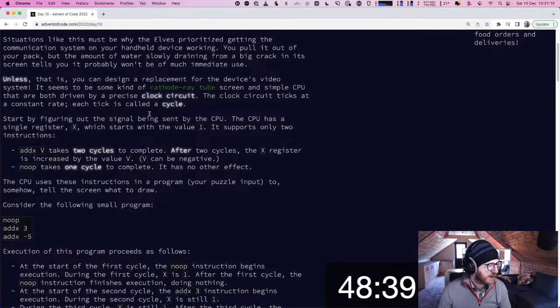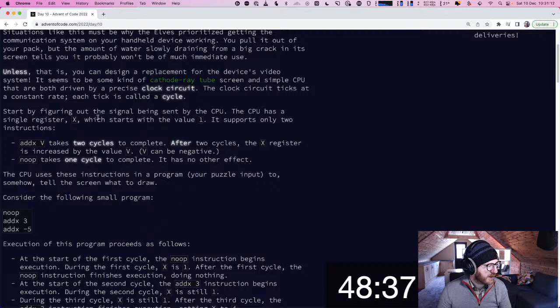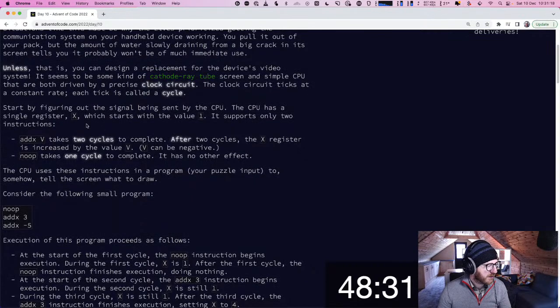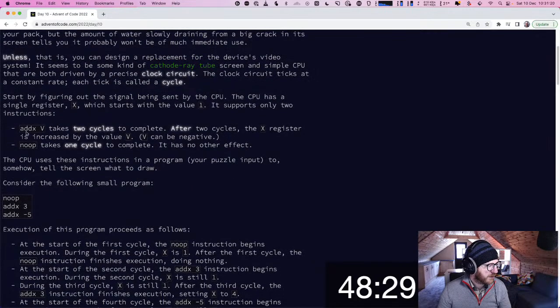Each tick is called a cycle. Start by figuring out the signal being sent by the CPU. The CPU has a single register, X, which starts with the value of 1. It only supports two instructions. Add X V takes 2 cycles to complete, and after 2 cycles, the X register is increased by the value of V. V can be negative. Noop takes 1 cycle. It has no other effect.